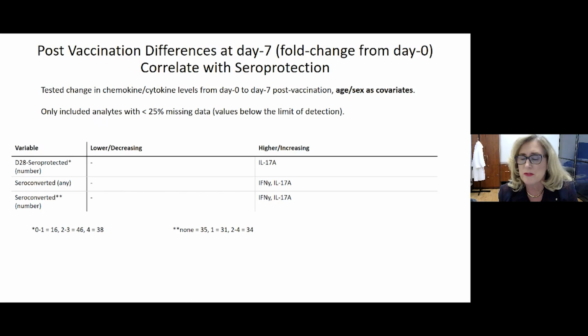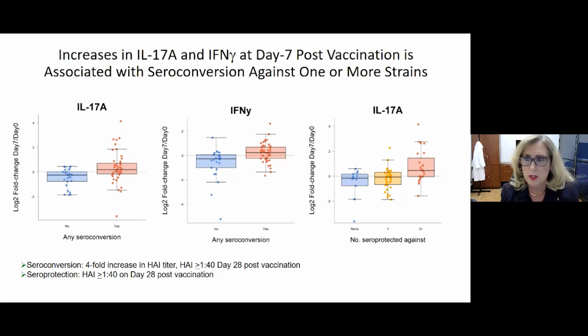What about day 7 post-vaccination differences? Again, we found 2 interesting, maybe not unexpected findings. IL-17A were higher in individuals who were seroprotected at day 28, at day 7, as well as interferon gamma and IL-17A in individuals who seroconverted. Next slide, please. These are the box and whisker plots showing the levels of IL-17A and interferon gamma, which are related to both seroconversion events and seroprotection events. Next slide, please.